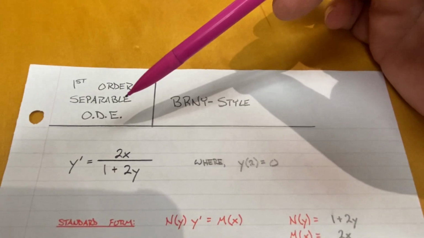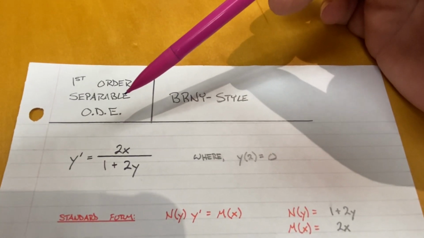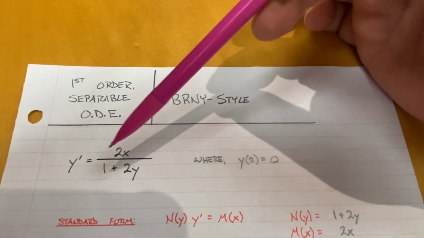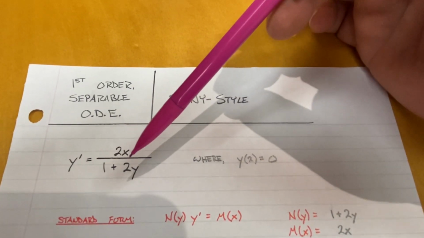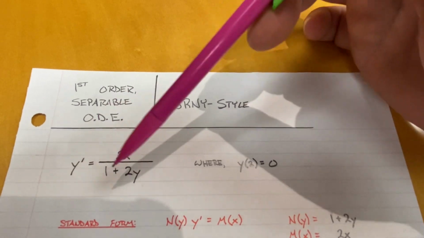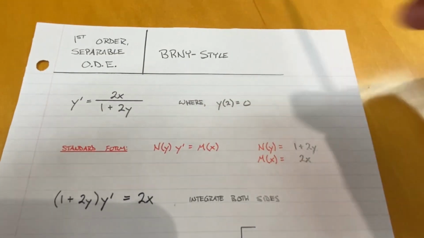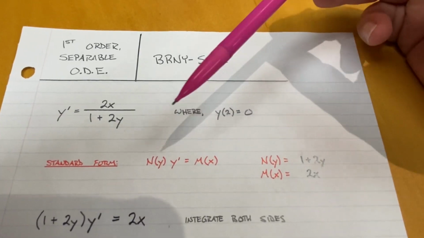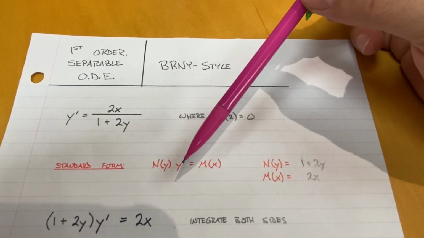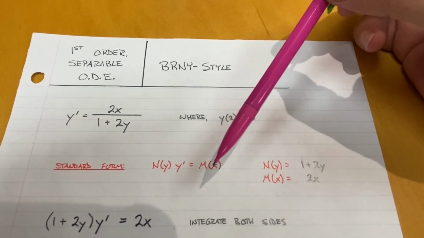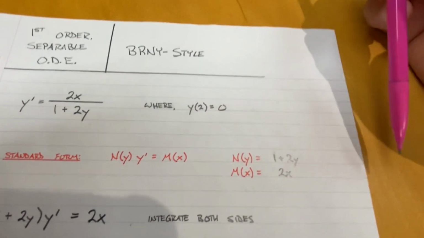So when we call something separable, we want to think of the word separate, as in separate the x's and the y's. Meaning let's put all the y's on the left and all the x's on the right. The standard form for a first order separable ODE is n of y times y prime equal to m of x.